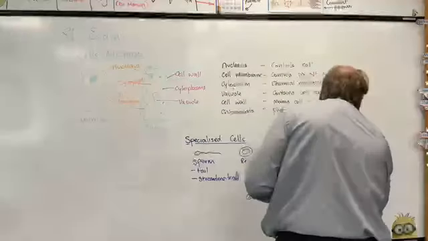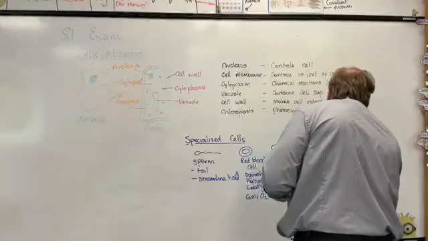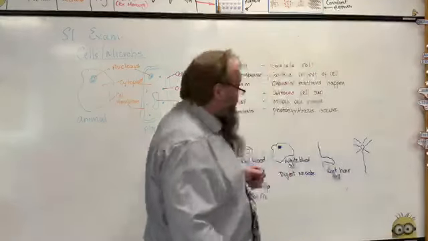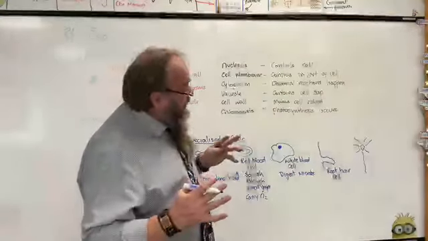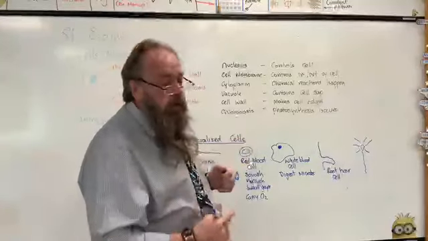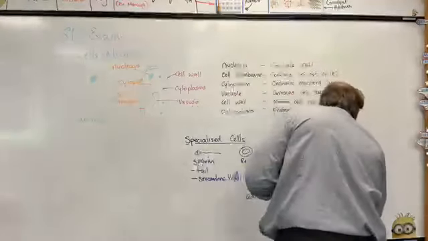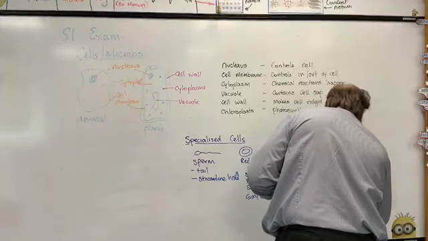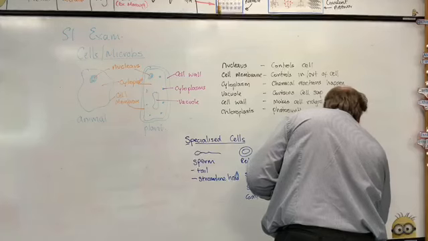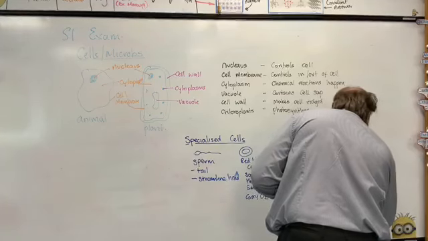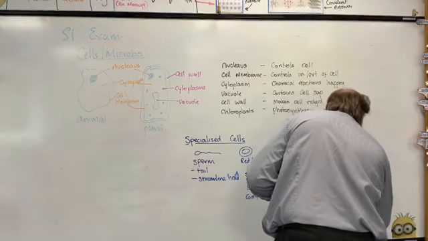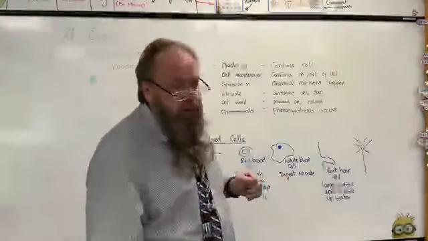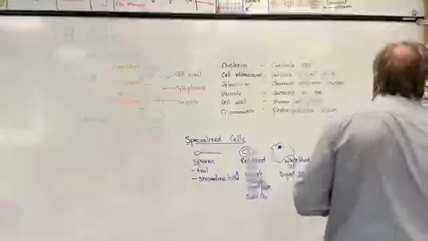This is a root hair cell. And the idea of this is it's got lots of surface area, so it can soak up lots of water, as well as some minerals. And last one, the nerve cell.